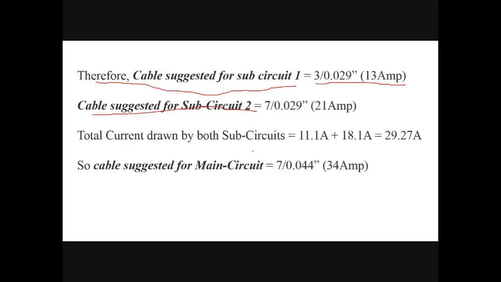Now we have to take the total current drawn by both circuits. If they had asked to suggest the cable for an individual subcircuit, this would be a sufficient answer. But they have asked to find the cable for the main circuit, so we have to add subcircuit 1 and subcircuit 2. What is the current? 11.1 plus 18.1, so it is 29.27.